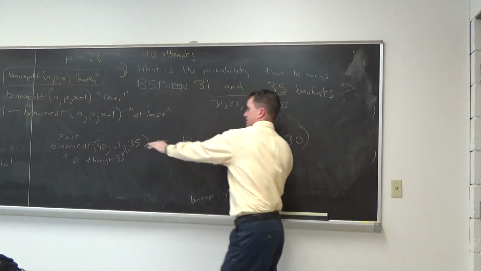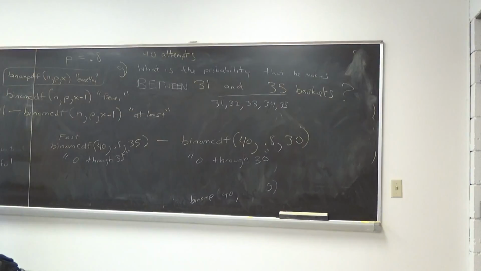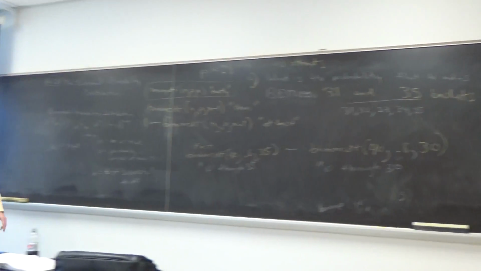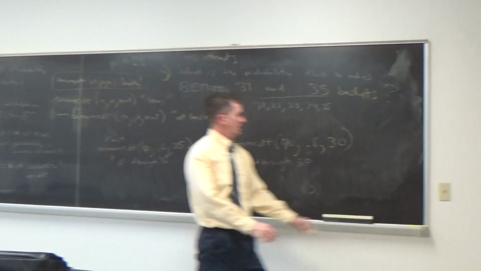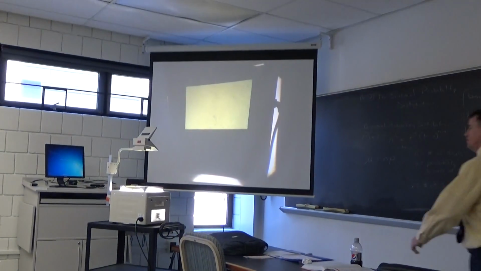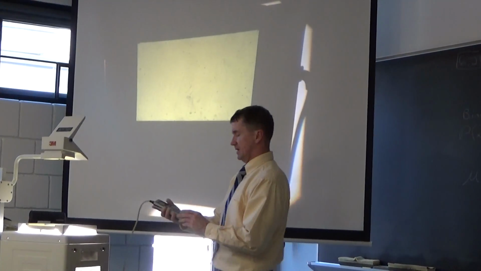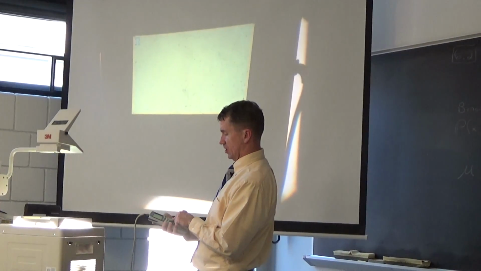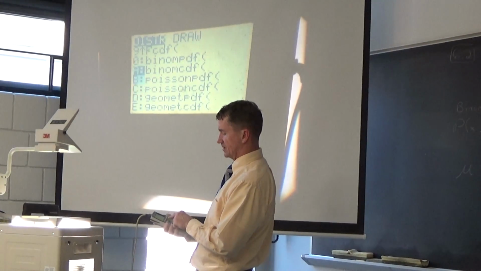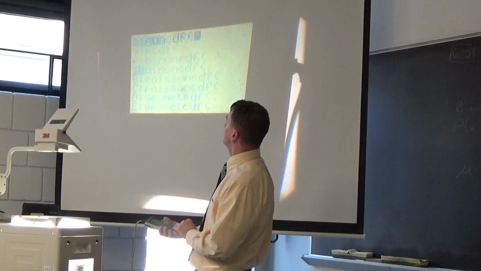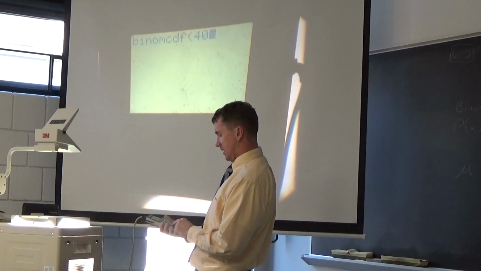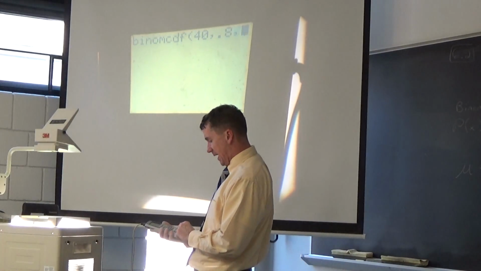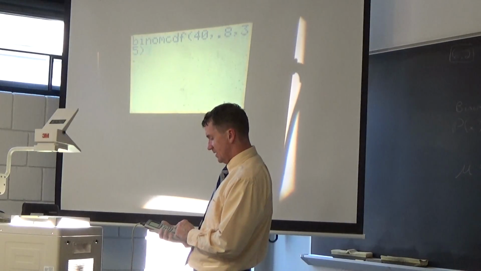Now, if you want to type these in, I type it all at once. This is easy. I'm going to hit this Binomial CDF. I'm going to do this all at once. Second distribution. I use the up arrow. I think it's quicker. CDF, not PDF. 40, comma, 0.8, comma, 35.